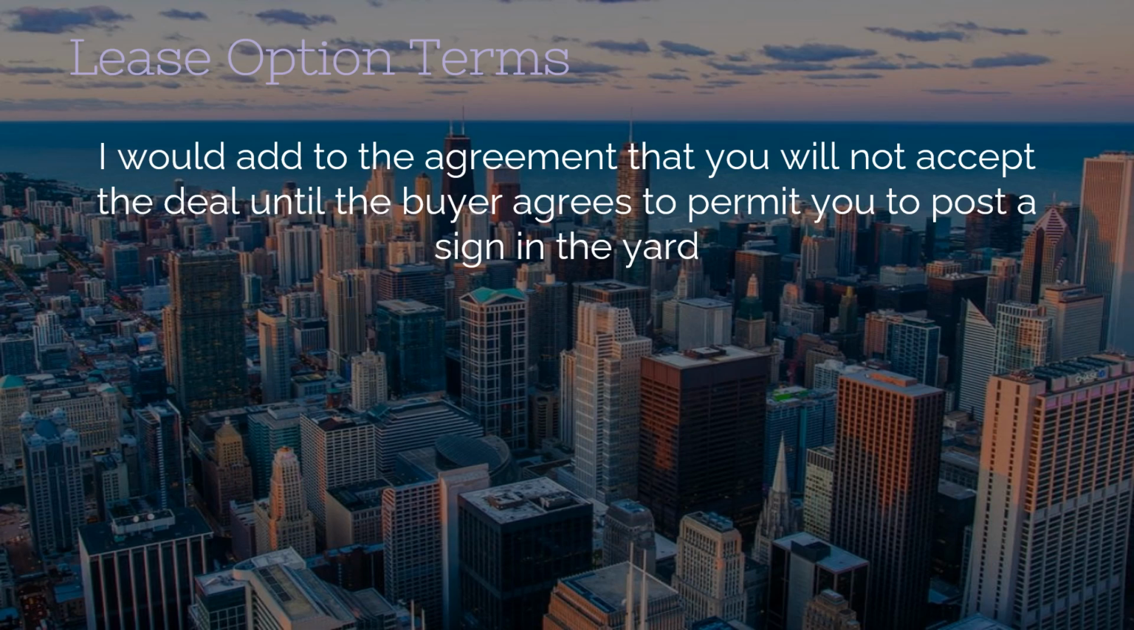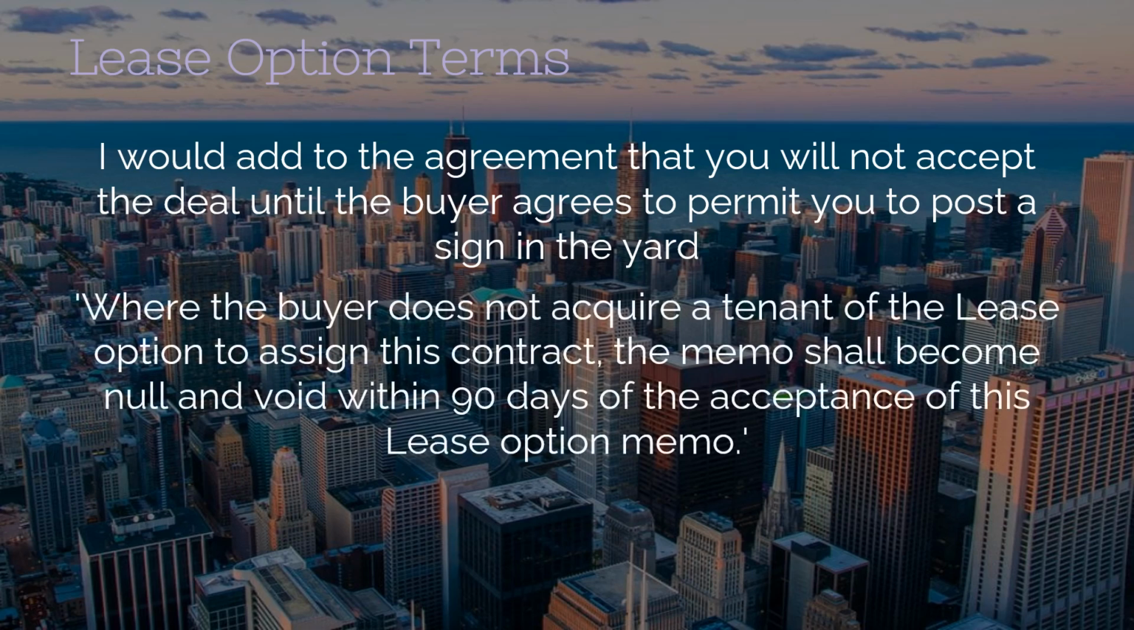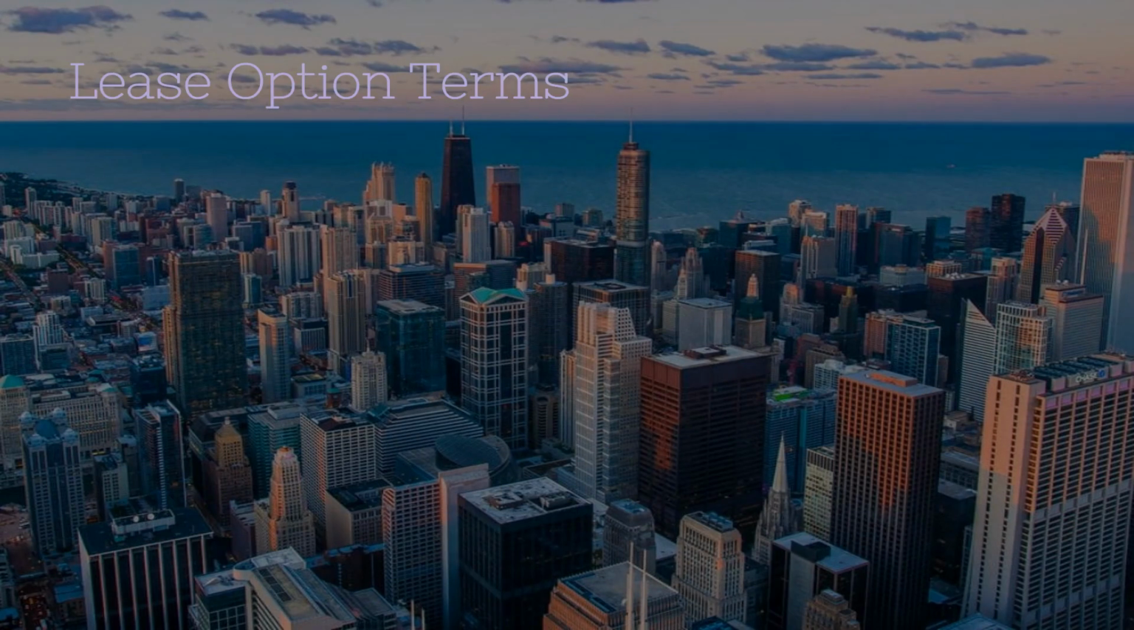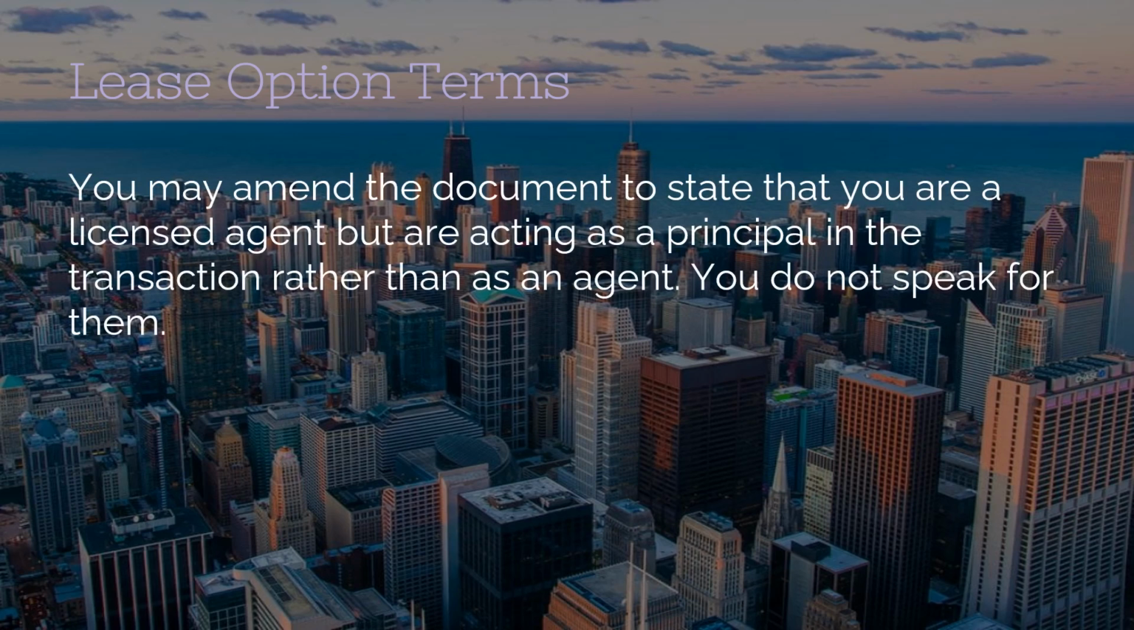Continuing the agreement, where the buyer doesn't acquire the lease option tenant to assign this contract, the memo shall become null and void within 90 days of acceptance of this lease option memo. Following that is a necessary disclosure. The buyer is the principal in this transaction and is not a licensed real estate agent. If you are, you may amend the document to state that you are a licensed agent, but you are acting as a principal in this transaction rather than as an agent. You do not speak for them.